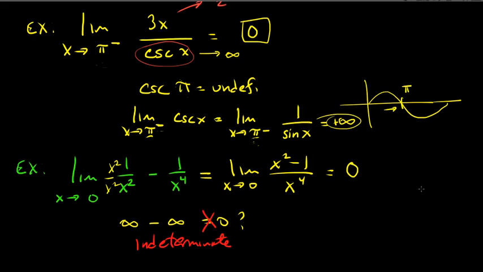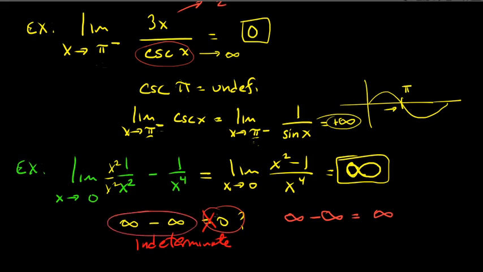Hang on, that doesn't seem right to me. No, I got it backwards. The denominator gets smaller, so the whole thing gets bigger. This goes to infinity. So in this case, infinity minus infinity is infinity, not 0. So you have to be careful about that. Infinity minus infinity is indeterminate. It could be 0. It could be infinity. It could be any number.